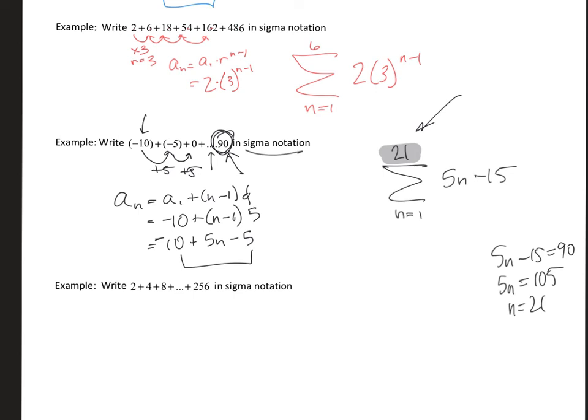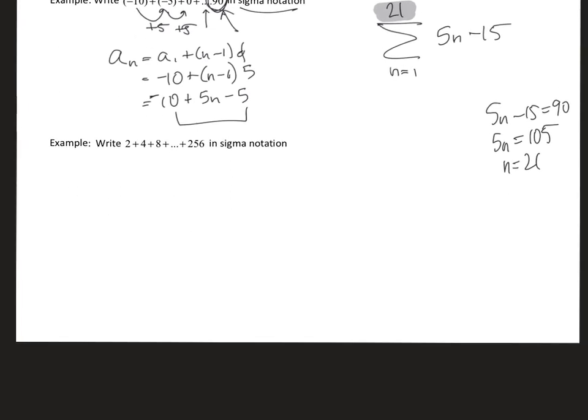Okay, then this last one. Again, it says to write it in sigma notation. I can write this part, but because of these dot, dot, dots, I don't know what position this number is in. I can't put 256 up there. It's not asking for 256, it's asking what position that is in. So let me find the formula instead.